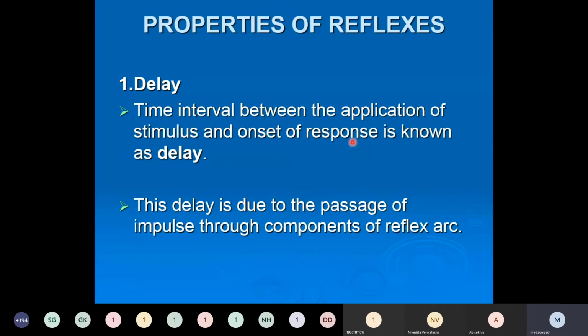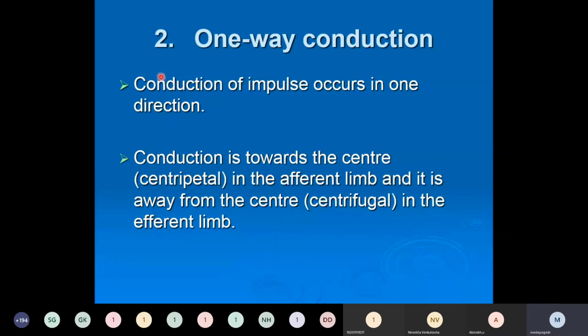Because it takes time. I think you have learned all the mechanisms: what is happening at the synapse, and the potential has to travel through the afferent pathway, reach the center, and then the efferent pathway. It takes some time. For that reason, there is going to be a small delay. The next property is one-way conduction. Conduction of the impulse occurs in one direction. Conduction is towards the center in the afferent limb, so that is centripetal, meaning it is going to the center, and it is away from the center in the efferent limb. It is coming out of the center, that is, in the centrifugal direction.